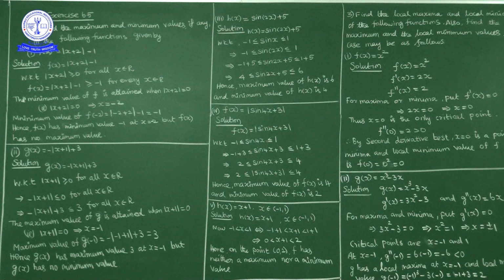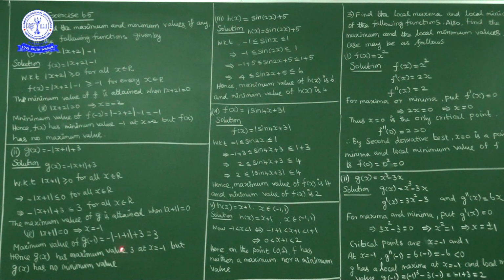The maximum value of g of x is 3, and it is attained when this part is 0, that is, when mod x plus 1 is 0. Mod x plus 1 is 0 means x is equal to minus 1. So at x equal to minus 1, g of x has its maximum value. g of minus 1 is equal to minus modulus of minus 1 plus 1, plus 3, which is 0 plus 3, that is 3. So the maximum value of g of x is 3 at x equal to minus 1.